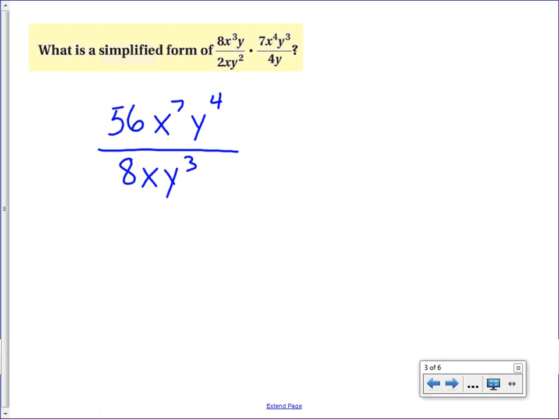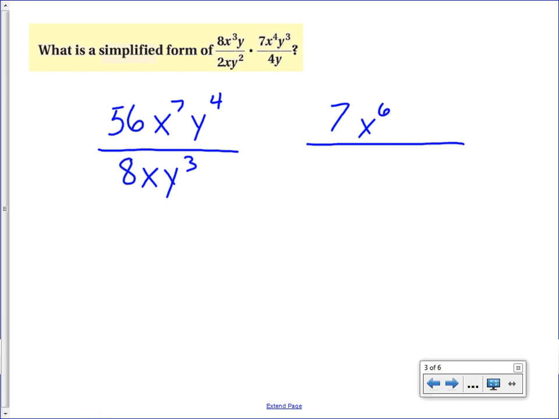And like I said, you have to check your final fraction and see if you can simplify this, which of course we can. The 56 and the 8 will just become a 7 on the top and a 1 on the bottom, which I don't need to show. We have x to the 7th over x, which is like having x, 7 times on top and once on bottom, so that one of them is going to cancel out. We'll be left with x to the 6th on top.